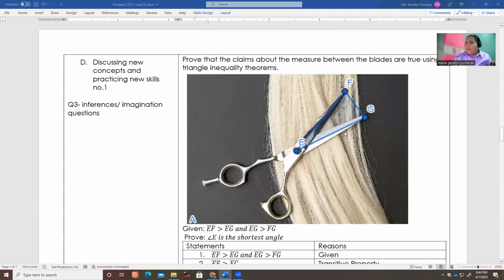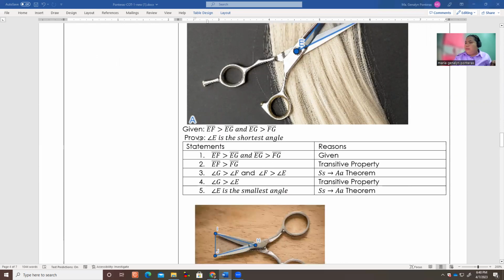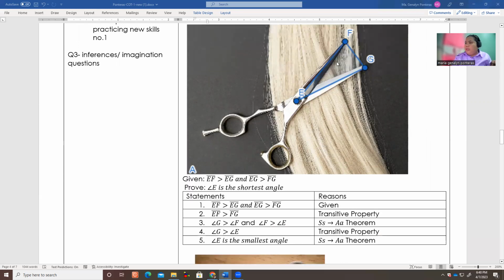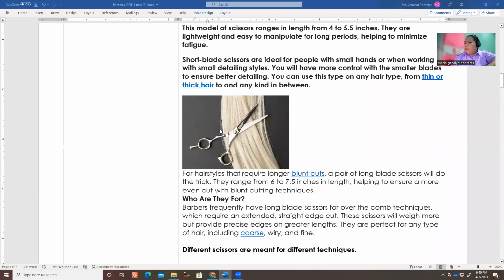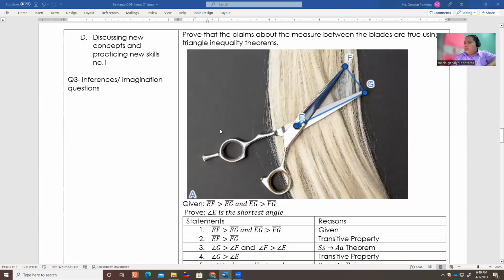Okay. Now, prove that the claims about the measure between the blades are true using the triangle inequality theorem. So let's suppose that our given EF is greater than EG, and EG is greater than FG. So let's say class, lagyan natin ng sukat, ano nga sinabing, 6 to 7.5. Okay, so let's say 7.